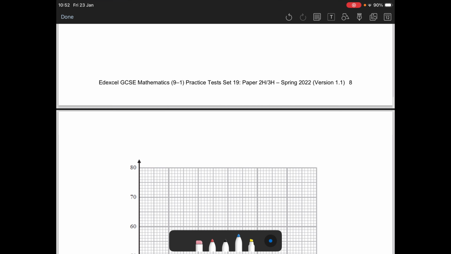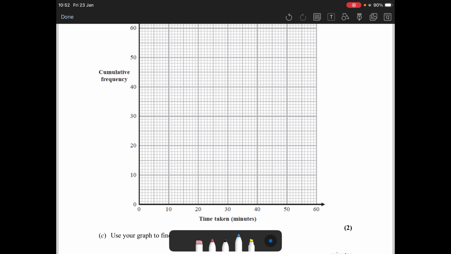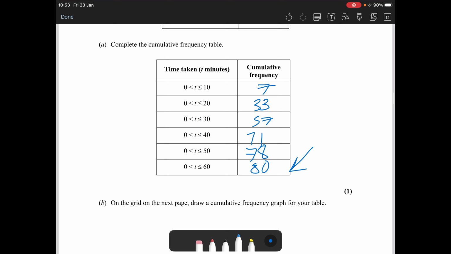Right, the next one's going to be a cumulative frequency graph. So remember, on that table on the previous page, you want to make sure you're using the right value as your x-coordinate. Right, don't choose a midpoint. It's always the value to the right on a cumulative frequency graph.